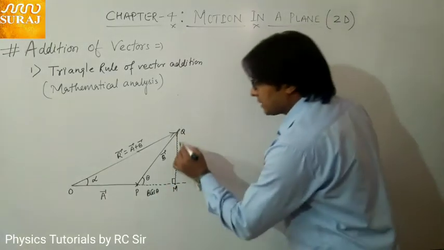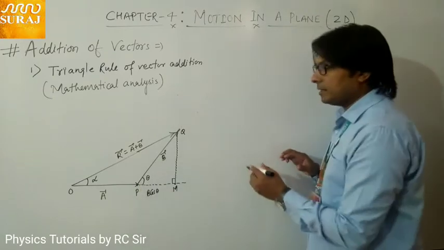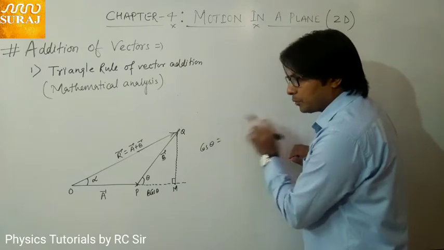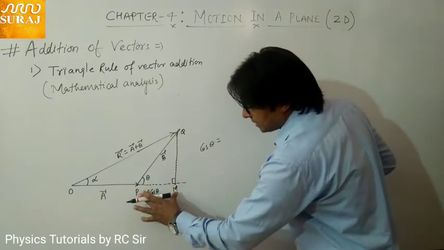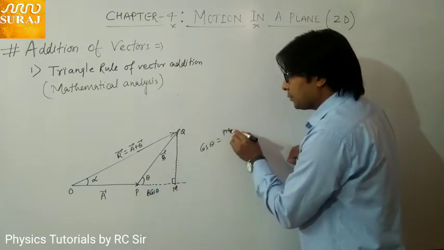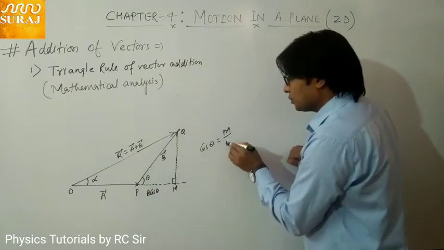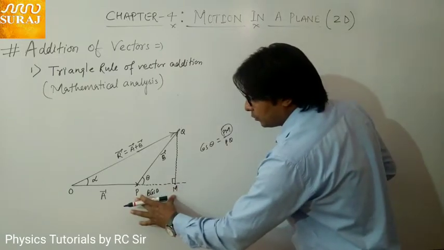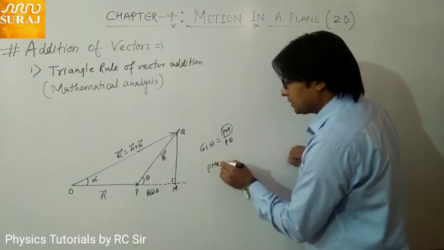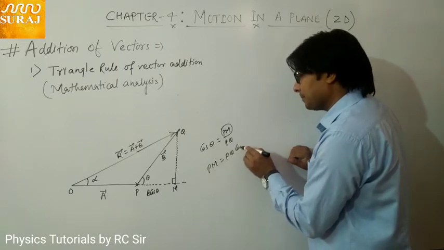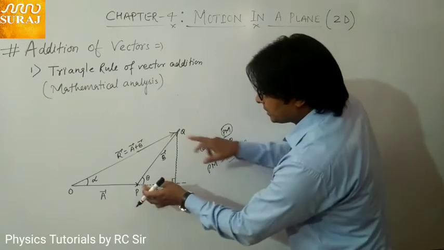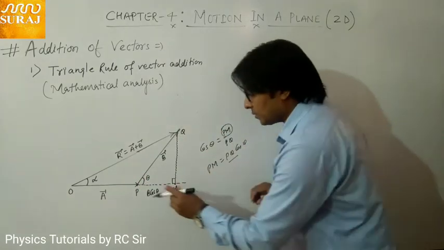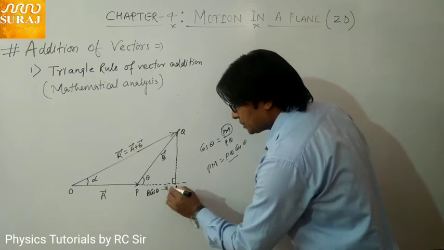Because this is a right angle triangle, and in a right angle triangle cos theta is equal to base upon hypotenuse, and base is this PM, and hypotenuse is this PQ. So PM upon PQ, and if I want the value of PM, it will be PM equals PQ cos theta. What is PQ? PQ is nothing but the magnitude of this B vector. So I can write this PM as B cos theta.